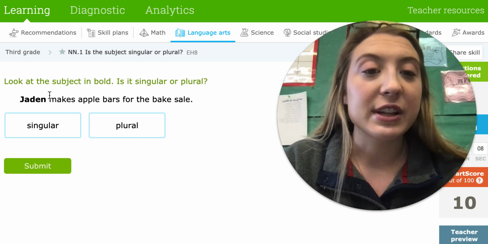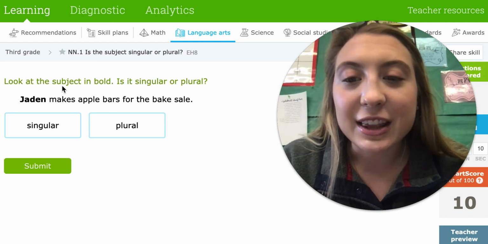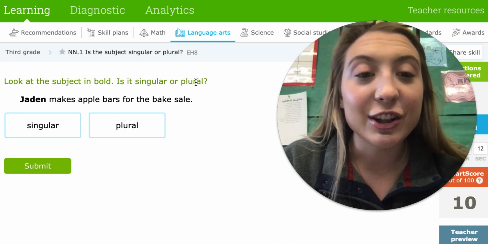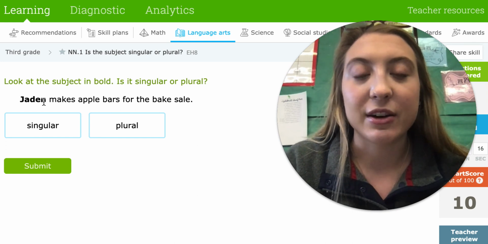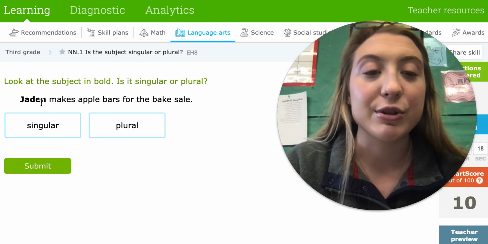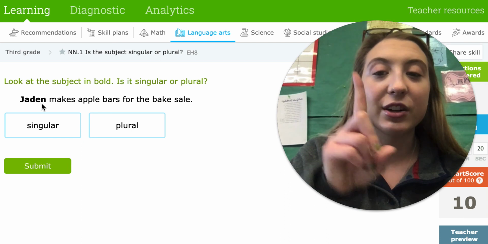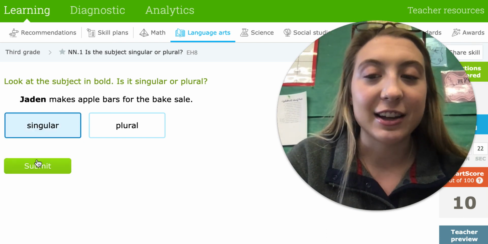All right, and we're going to go through one more example. Jaden, so the first thing I have to do is read my instructions. Look at the subject in bold. Is it singular or plural? Jaden makes apple bars for the bake sale. So who is this about? It's about Jaden. That's one person. So it would be singular.